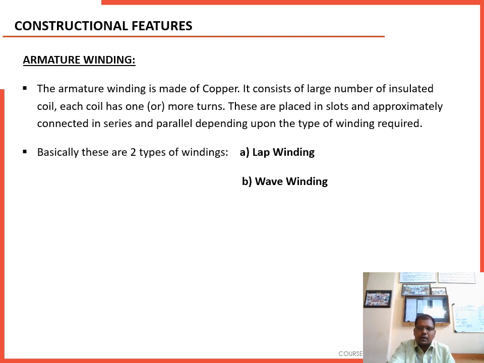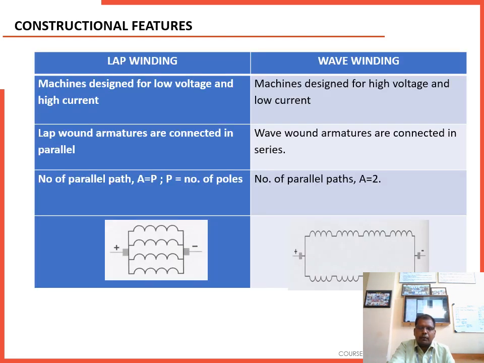Next, armature winding. The armature windings are always made up of copper. These windings are placed in the slots. These armature windings are again classified into two types, lap winding and wave winding. The lap winding is designed for low voltage and high current. Lap wound armatures are connected in parallel. Coming to the wave winding, the machines are designed for high voltage and low current. The wave wound armatures are connected in series.